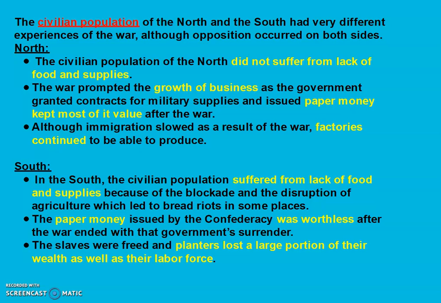The civilian population of the North and the South had very different experiences of the war, though opposition occurred on both sides. So civilians are people who are not fighting on the battlefield, just regular people, mostly women, but some men who were maybe too old to fight or got exempt because they paid or they had 20 or more slaves. In the North, the civilian population did not suffer from lack of food and supplies. They had what they needed.